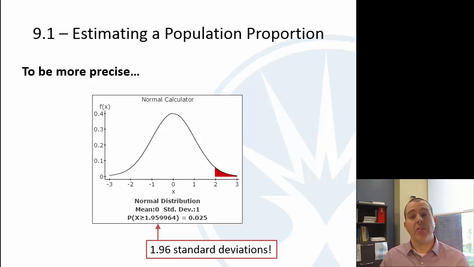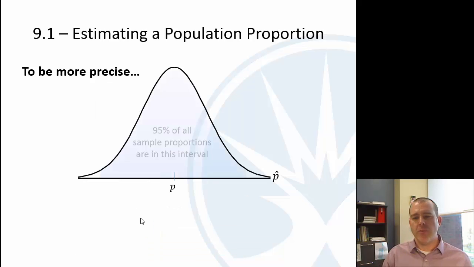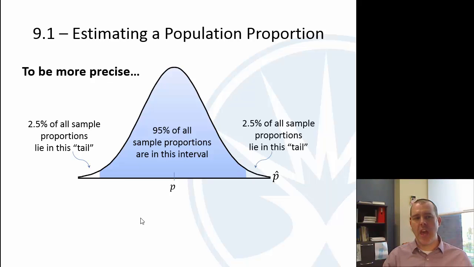So I used StatCrunch here, and I just did the normal distribution with a mean of 0 and a standard deviation of 1. So that's a z-score. And I put an area of 0.025 to the right. So 95% in the middle, 2.5% on each tail. And so it's actually 1.96 standard deviations. Very close to 2, but not exact. So 95% of all the sample proportions are in the middle, and then 2.5% in each tail.